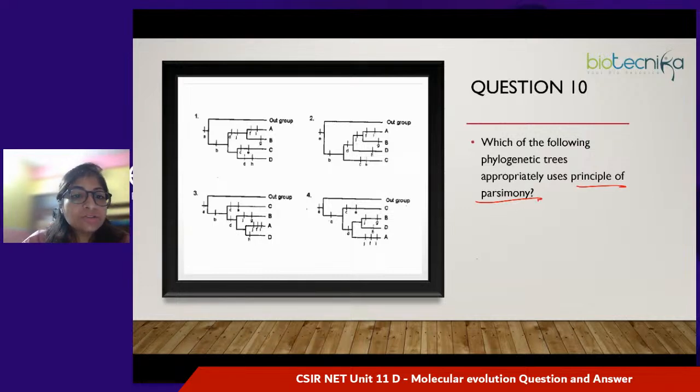Yes, so there are four phylogenetic trees given. Let's count the evolutionary events here. Each vertical line that you see is cutting the branches, so they are the evolutionary events. How many do we have here?